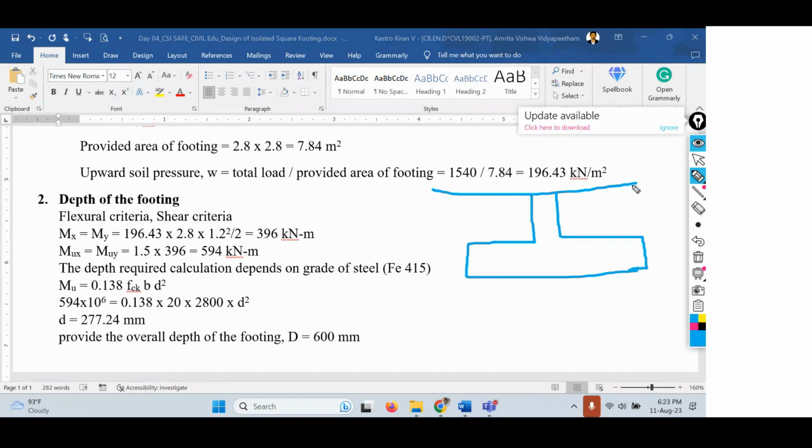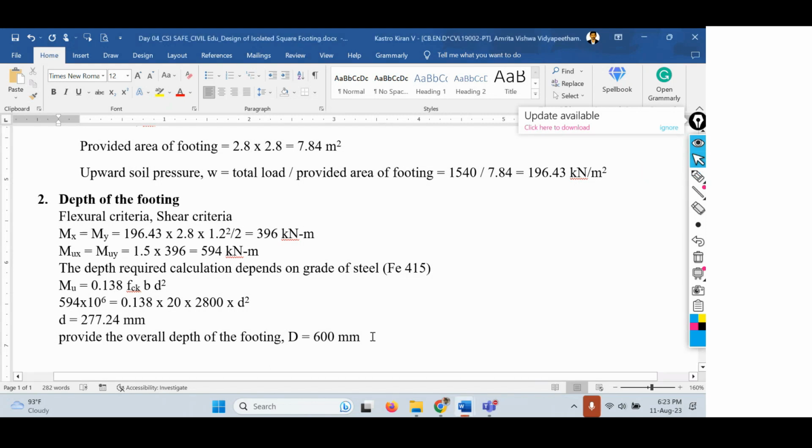So if this is the ground surface, from here to here, this will be the overall depth of the footing. Okay. Right. So from this, I'm just considering the overall depth as 600 mm. Let's verify whether it is within the limits or not.